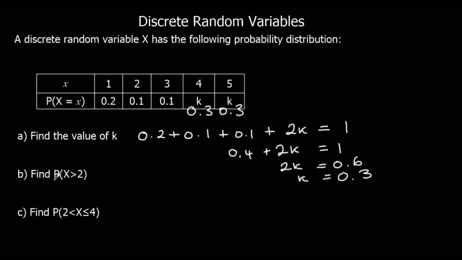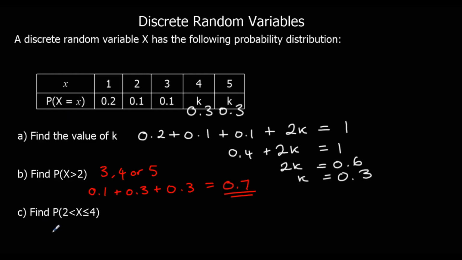Here we've got a question. It says find the probability that x is bigger than 2. So it can't equal 2, it's got to be bigger than 2. So that means it could be 3, 4, or 5. So we've got 0.1, 0.3, and 0.3, which gives us 0.7. So the probability that x is bigger than 2 is 0.7.